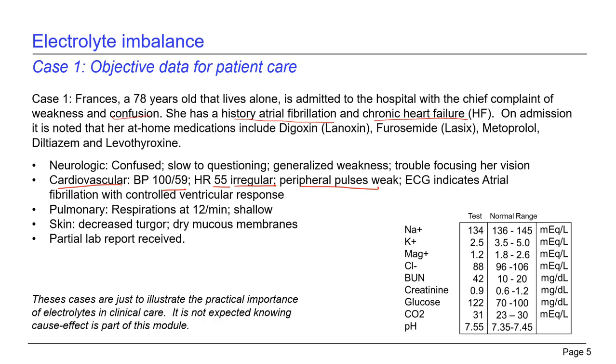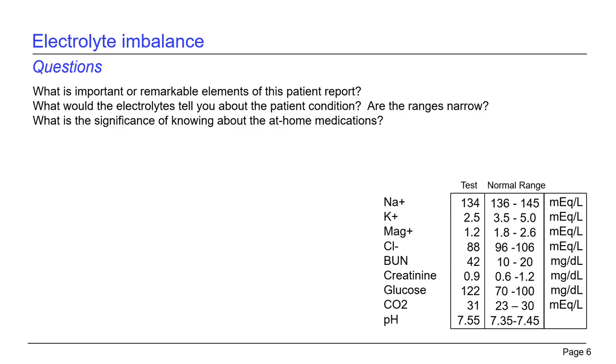In this case, like many, we're just using it to illustrate the practical importance of electrolytes in clinical care. It's really not expected that you know the cause and effect as part of this module. But here you can see the basic electrolytes, what the test is, and what the normal ranges are. And the interpretation of these can help the clinicians make decisions about patient care. In this case, what are the remarkable or important elements of this patient report? What would the electrolytes tell you about the patient's condition?